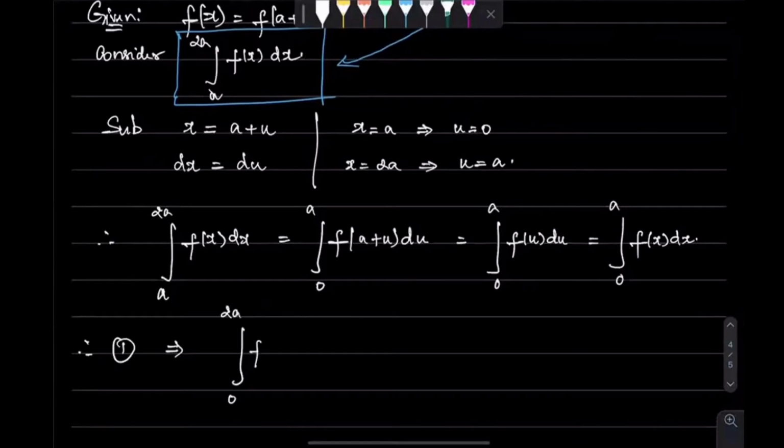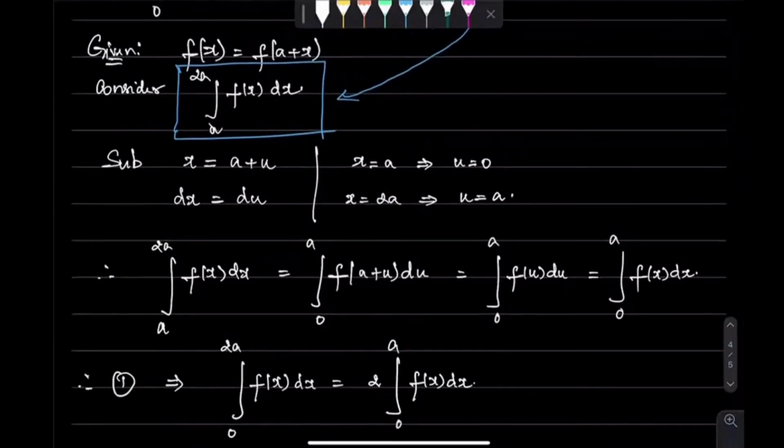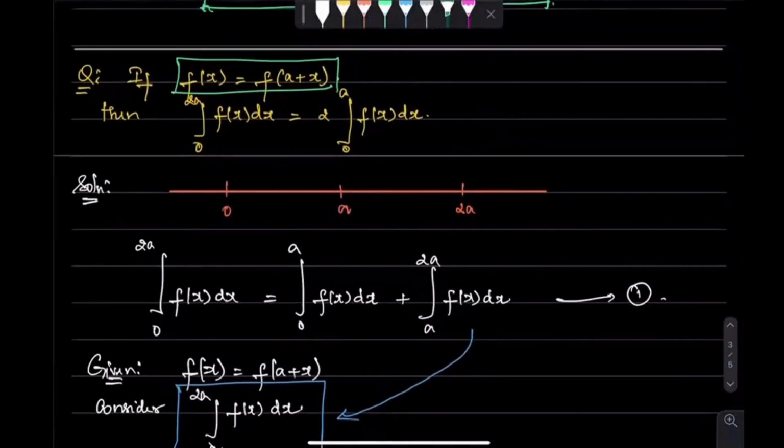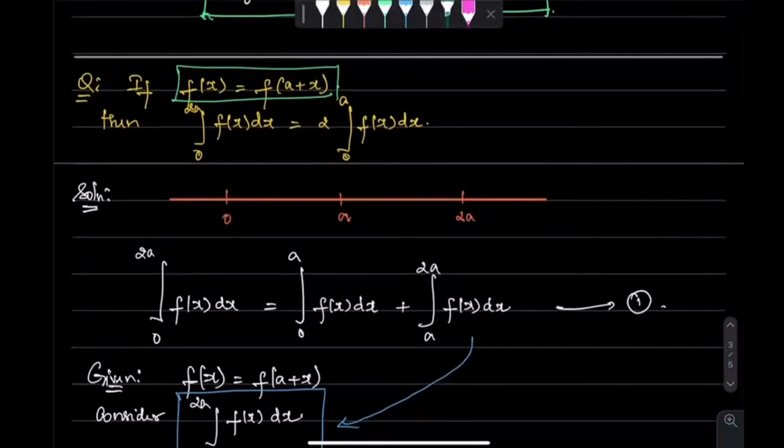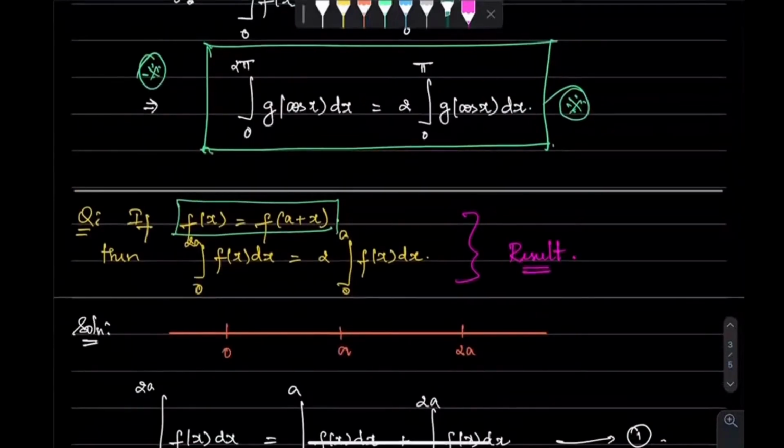Is it clear? The integral of f of x dx is equal to 2 times the integral from 0 to a of f of x dx. So the idea is that wherever you see f of x is equal to f of a plus x, if you find this limit, I can apply it. I can use this as a result. This can also be treated as a result, children. Please remember all this. This is also a result.